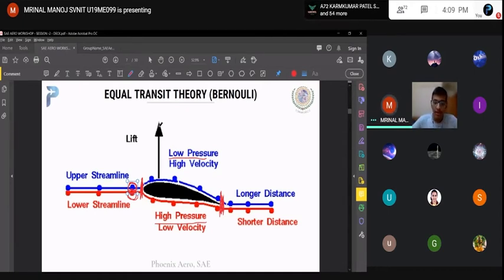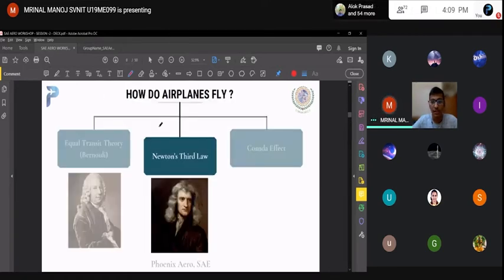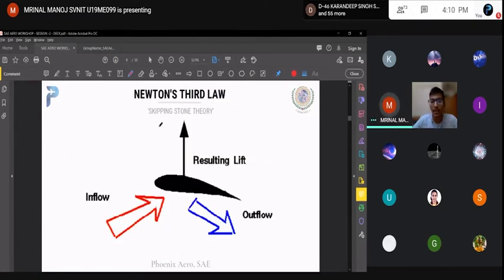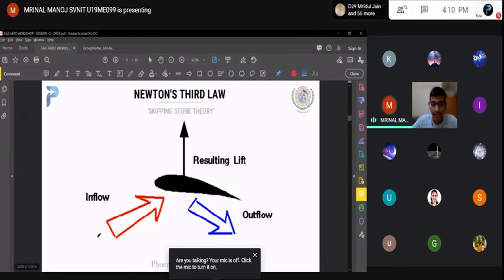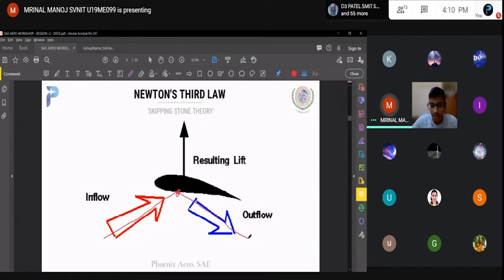Now, moving on, the next one is Newton's third law. Everybody knows what Newton's third law is: every action has an equal and opposite reaction. So how does this apply to an airplane taking flight? Over here, we have air coming from the under part of the airfoil, and it hits the airfoil and comes back. So there is a force acting upwards, and hence it generates lift.